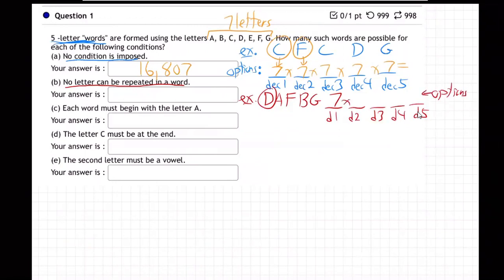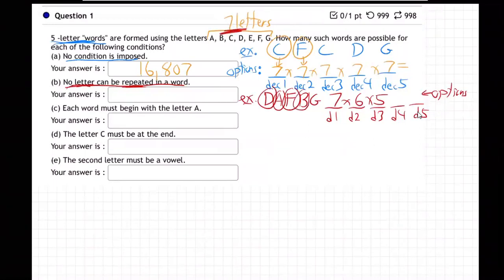Options, 7 options. And then for my next decision, when I chose to do an A, do you realize I only had 6 options there? Because I couldn't repeat the D. Remember, they said no letter can be repeated. So I could have chosen any of the other letters other than D. I was not allowed to repeat the D. And then when I came to my third letter and I chose F, I had already used D and A, right? I couldn't reuse those. So I only had 5 options, right? From the original 7 letters, I was down 2 options. I couldn't use D or A.